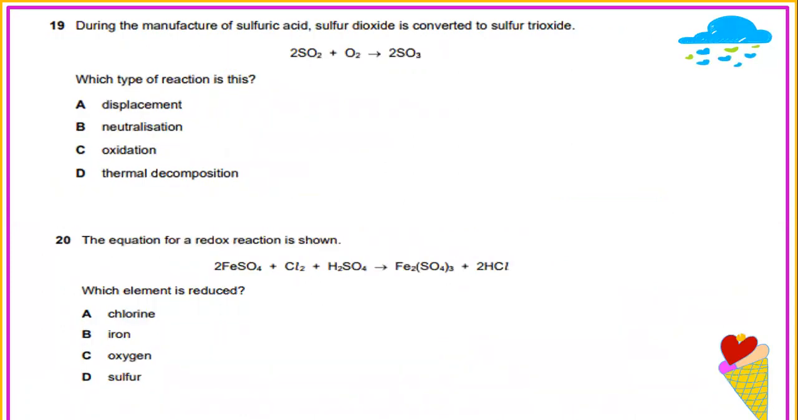19. During the manufacture of sulfuric acid, sulfur dioxide is converted into sulfur trioxide. And which type of reaction is this? The oxidation of 2SO2 plus O2 to produce 2SO3 is an exothermic reaction. So the answer for this would be oxidation. The equation for a redox reaction is shown as 2FeSO4 plus Cl2 plus H2SO4 to form Fe2(SO4)3 plus 2HCl. Which element is reduced? So I would say that the answer for this would be chlorine, 20A.